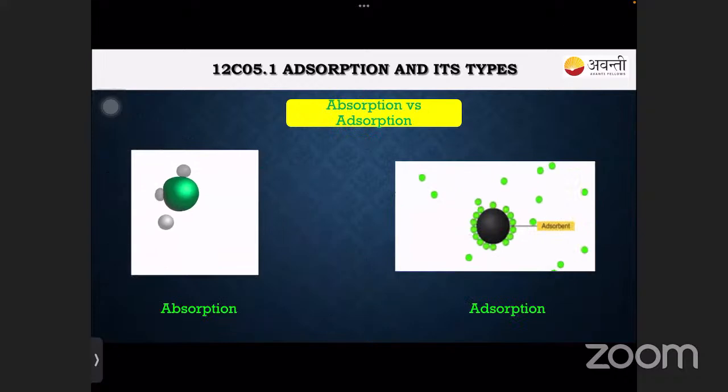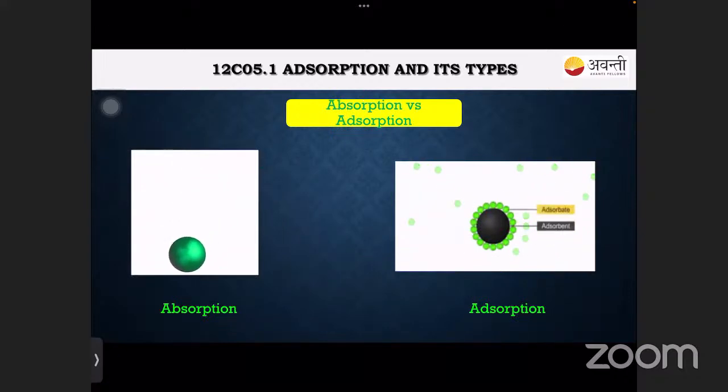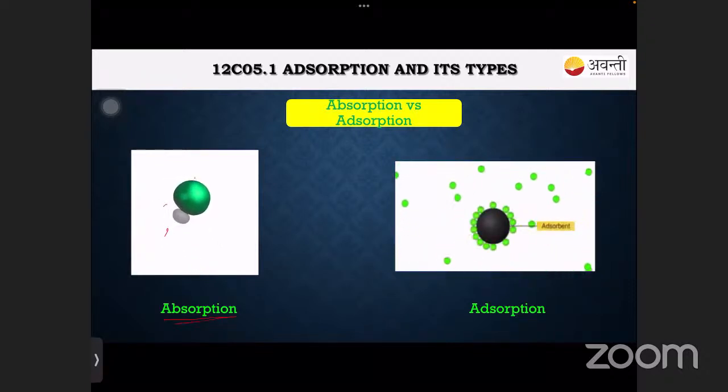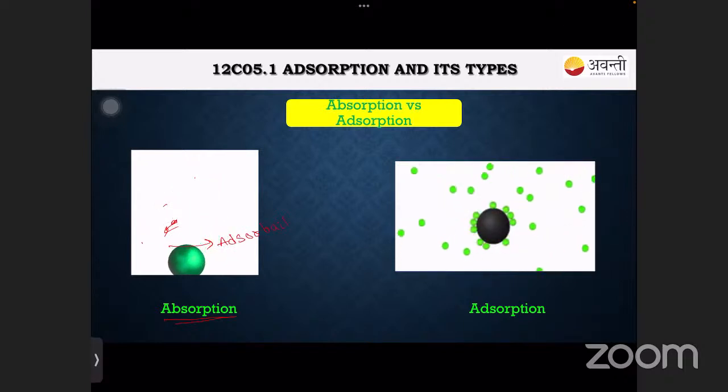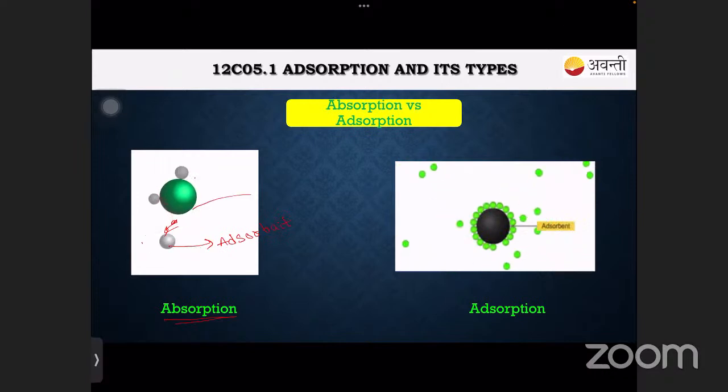Now see here, it's a good animation so that you will be able to understand better. First, see absorption. What is happening here? These white molecules are going inside this green, totally inside, right? That is absorption. No, these white molecules are nothing but the adsorbate. Now, this green molecule is the adsorbent.